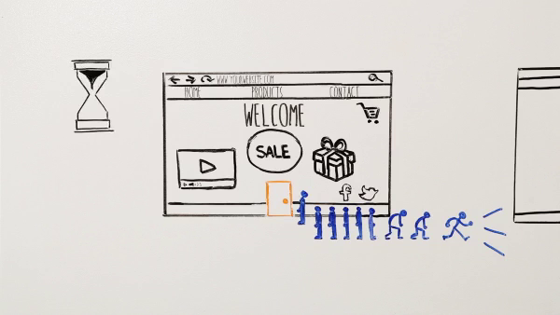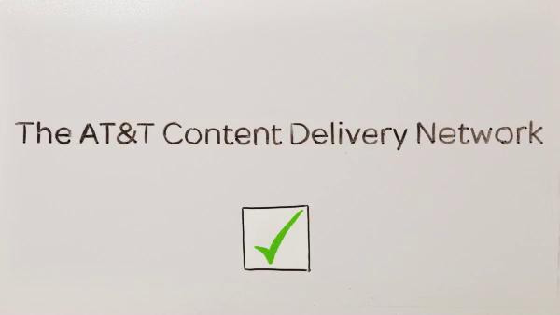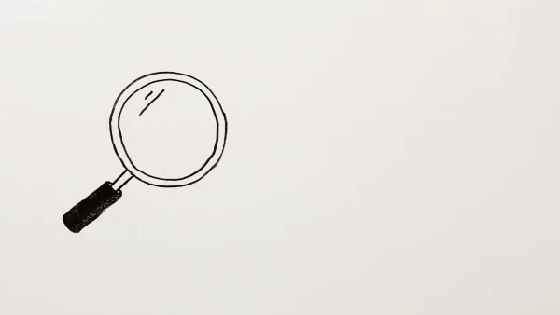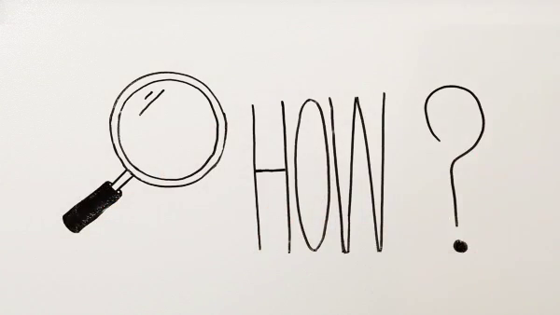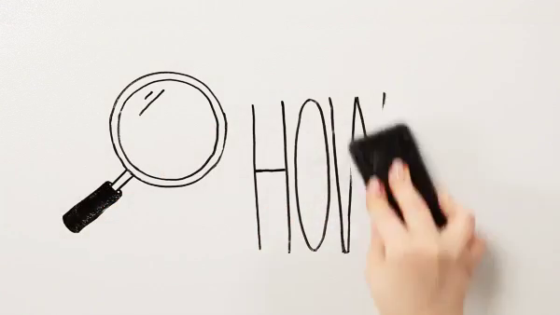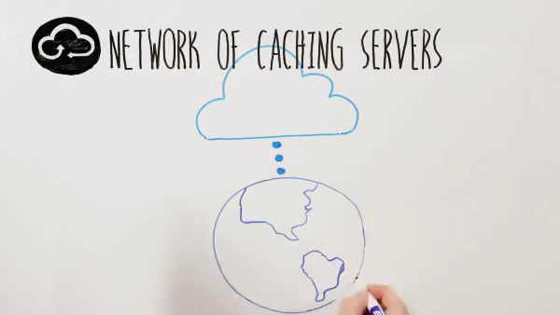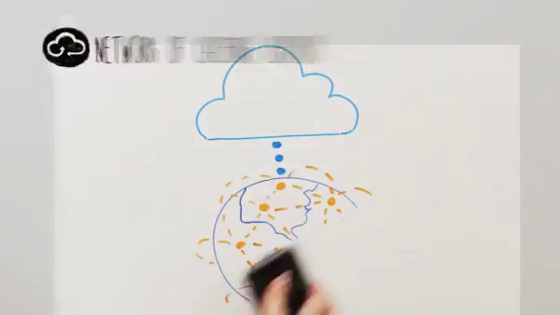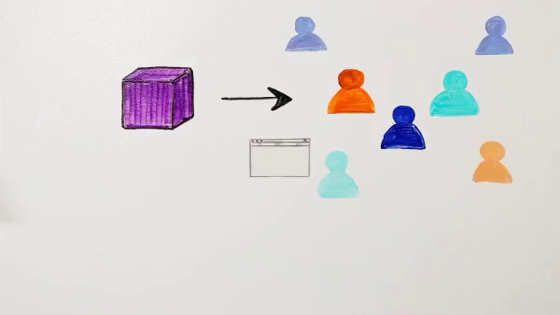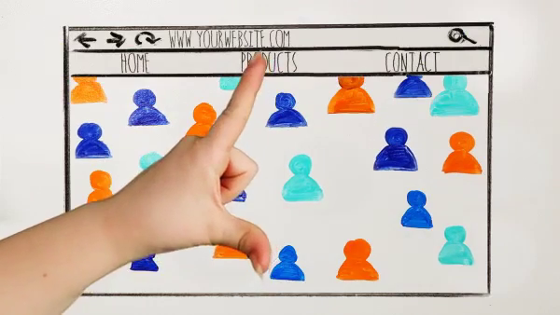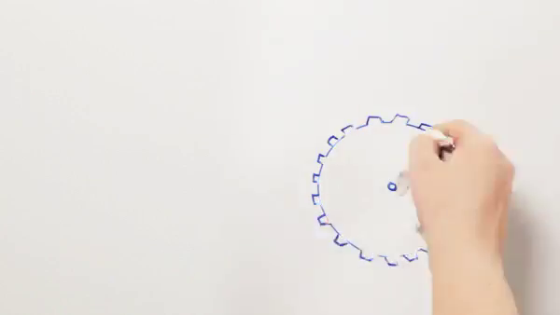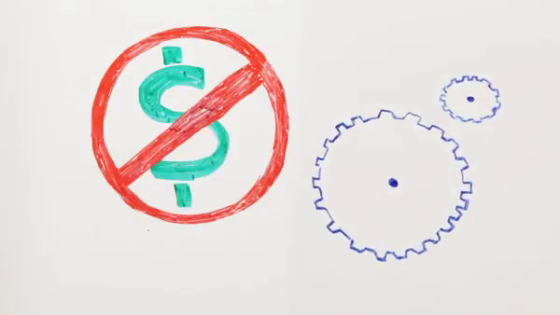A problem that can be solved with the AT&T Content Delivery Network, or CDN. How? Well, let's take a look at what the AT&T CDN has to offer. We have a global network of caching servers, so your content is delivered to users faster, and you can scale your site to meet demand. And you don't have to buy new hardware to make it happen.